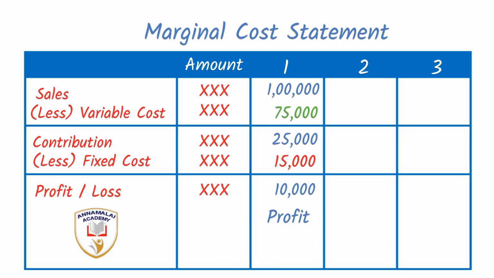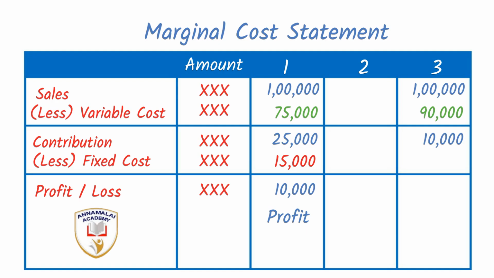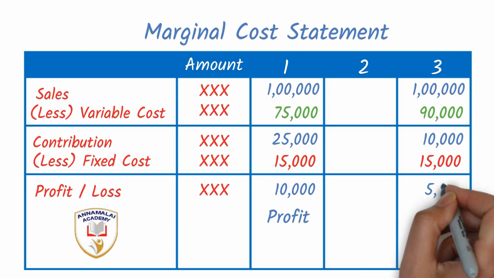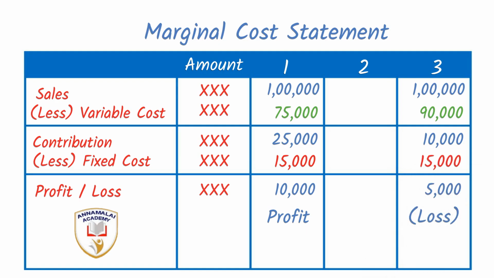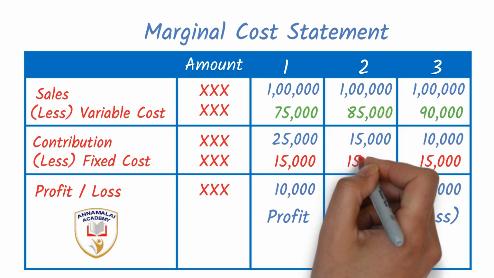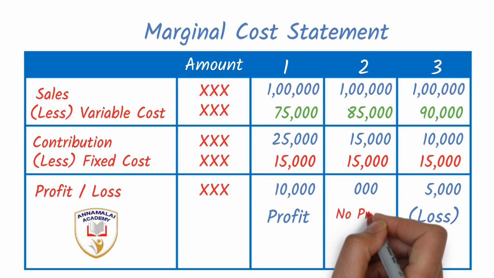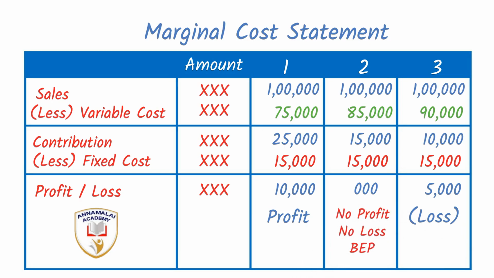Another situation where sales is 1 lakh and variable cost is 90,000. You get a contribution of 10,000 and from this you deduct a fixed cost of 15,000, where you incur a loss of 5,000. The third situation: sales is 1 lakh, variable cost is 85,000, contribution 15,000, and deducting the fixed cost, you do not get any profit or loss. This is a situation of no profit, no loss. It is termed the break-even point.